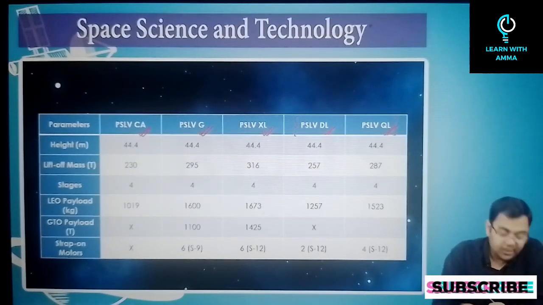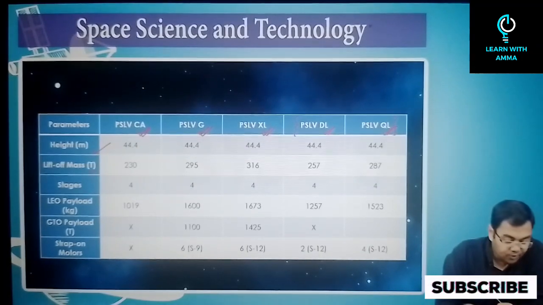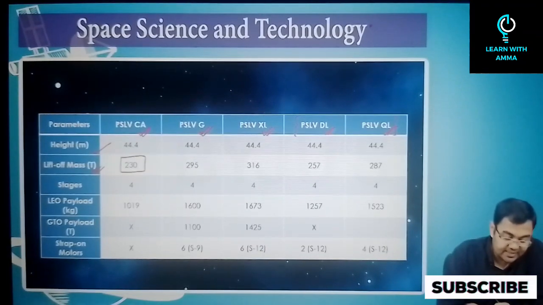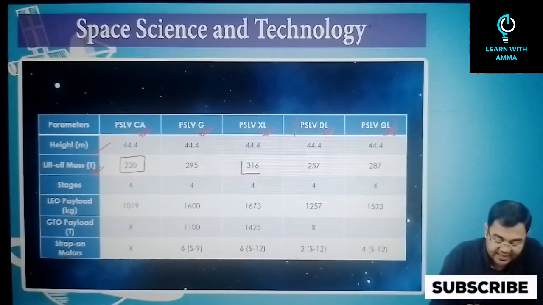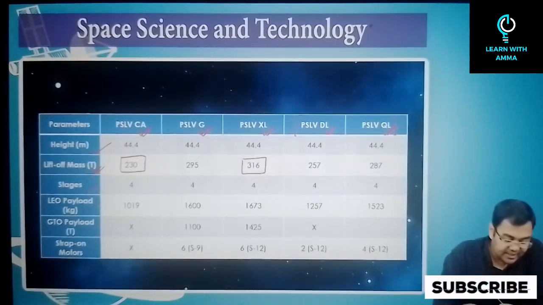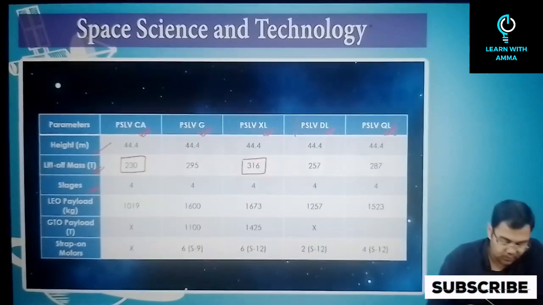So height wise, it's all the same for all the variants, that is 44.4 meters. Then lift off mass, where you will see the first difference. Lift off mass of CA is the least, that is 230 tons, and it is the most for the XL variant, that is 316 tons. Then the number of stages, being all the compartments of fuels, are the same, 4 stages for all of them.